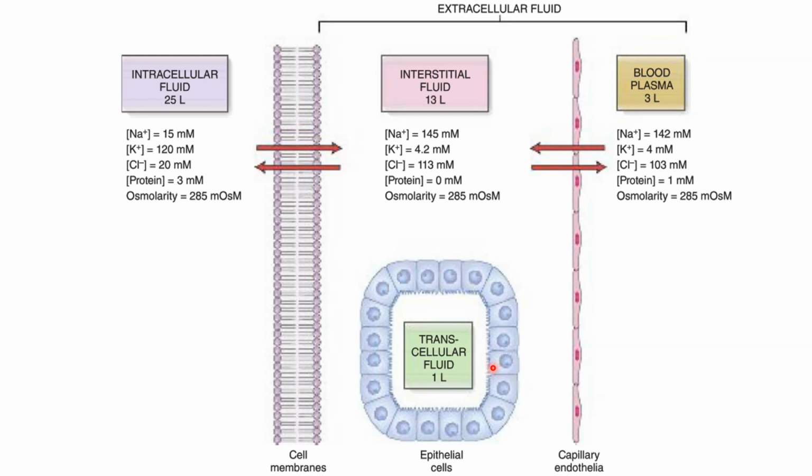This is showing the barriers between intracellular and interstitial fluid. The barrier between them is the cell membrane. The cell membrane is selectively permeable. You can see here the sodium and potassium concentration. Sodium is low inside the cell. Potassium is high inside the cell.